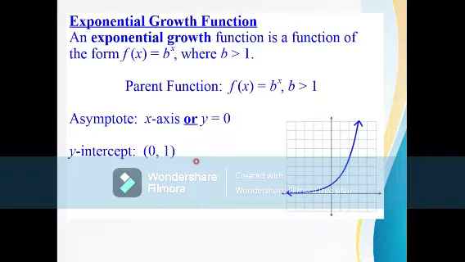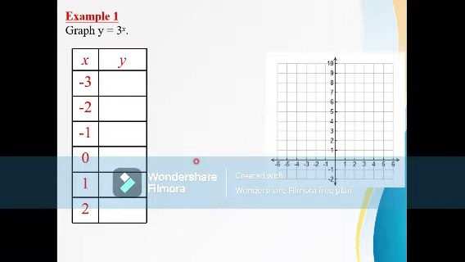Okay, let's continue. Now let's have an example. If we are asked to graph y is equal to 3 to the power of x, you've noticed we have here the table of values with 2 columns. This is for your x values, this is for the y values, and we have this the graph. So for us to graph this exponential function, we need to complete the table.